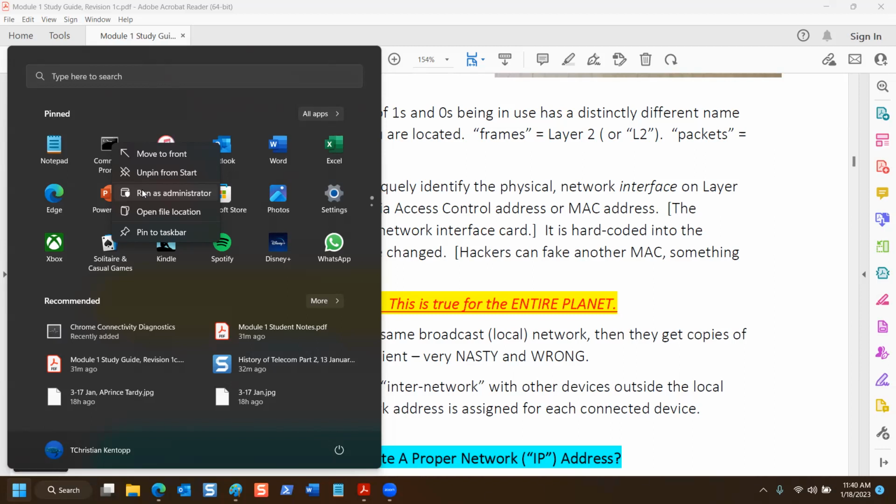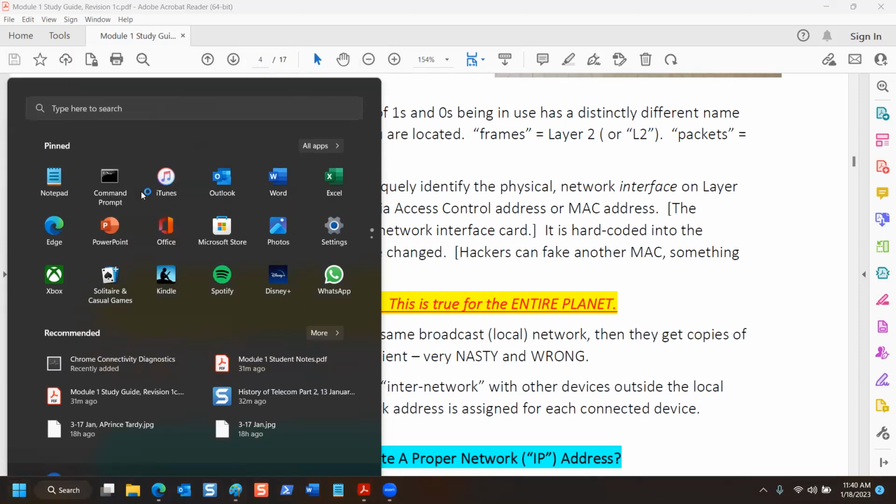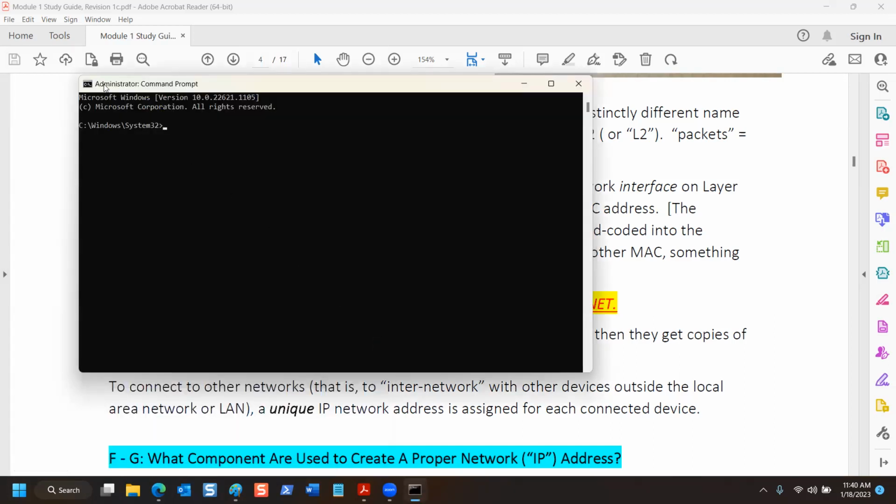IP network addresses can be reused over and over again, but they can't be duplicated on the same local network either. We'll talk more about that in a minute. When you run the command prompt as an administrator, you'll notice in the upper left corner it says administrator. In order to execute the command you need to identify the MAC address on your network interfaces, you need to have a command prompt that's opened with an administrative prompt.